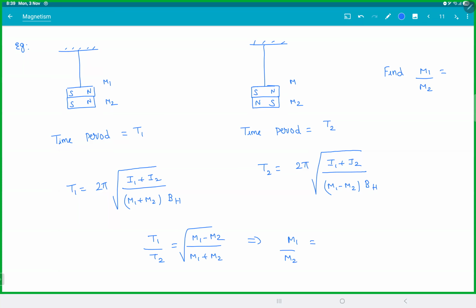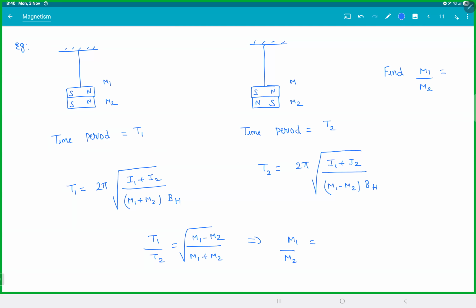Easy question, but you should know the formula. Because in the exam, the question will be like this: in a vibrational magnetometer, two magnets are placed in the same alignment, and in the second case, they're kept in the opposite direction. The time periods are T1 and T2. Find the ratio of M1 by M2. That's it. They won't even give you the picture. The whole question will be in a sentence.